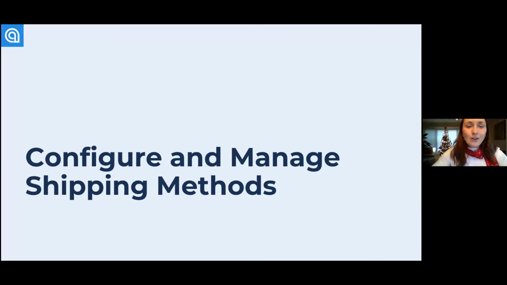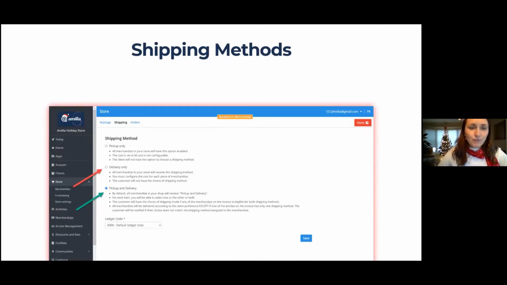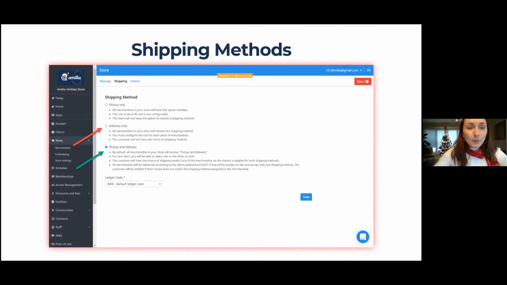So now let's head on over to configuring and managing our shipping methods. Shipping methods, again, need to be configured before you create your item. This can be found under the store tab, merchandise subtab, and then there's a little shipping tab on the top. You'll have the option between three options.